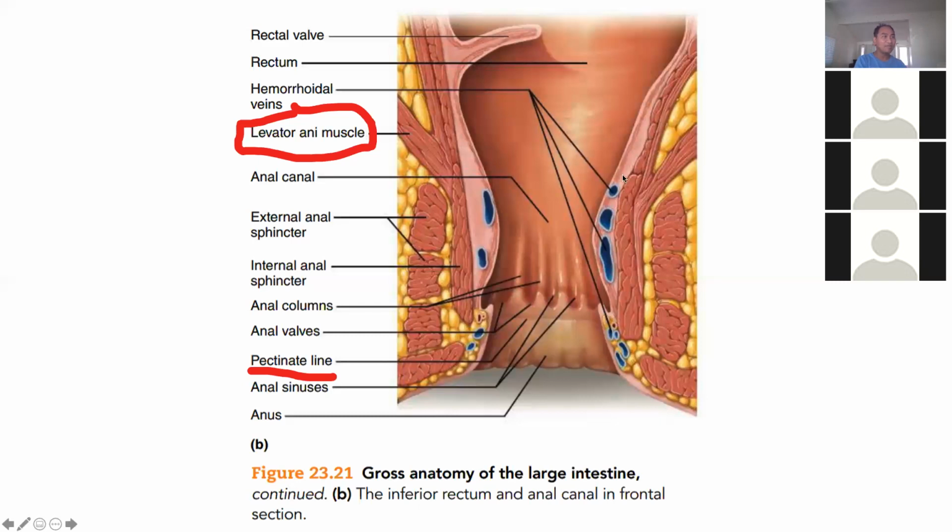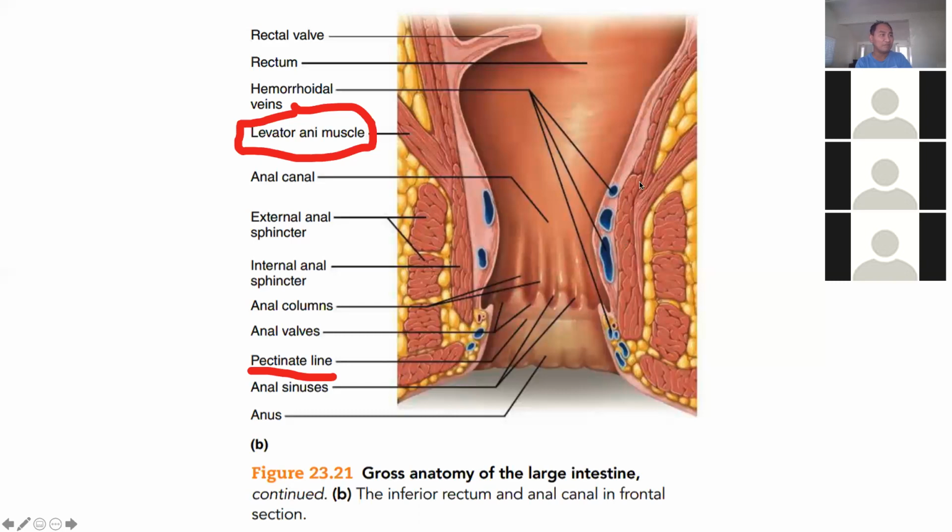Above the levator ani is called rectum, and below the levator ani is called anal canal. Look at that, the anal canal is very short. So if we poke our finger into someone's anus, we can easily reach the lower part of the rectum. Let's look at the rectum here carefully. The rectum is a very interesting thing. So this is the levator ani.